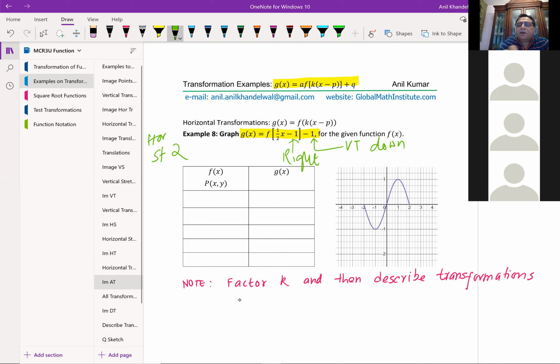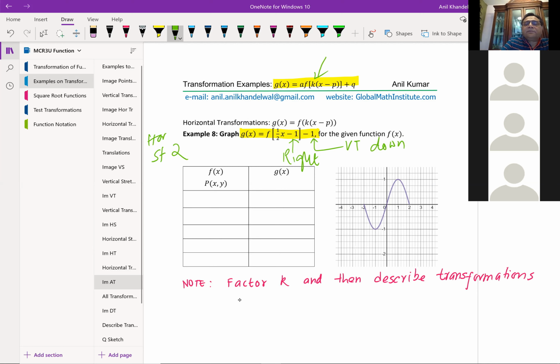That part is correct. However, there is a catch in this. What we have to always consider is, you look at this again. K is factored, right? K is not combined with x minus p. So Akshit, can you correct me on this? How should I be reading the transformation?